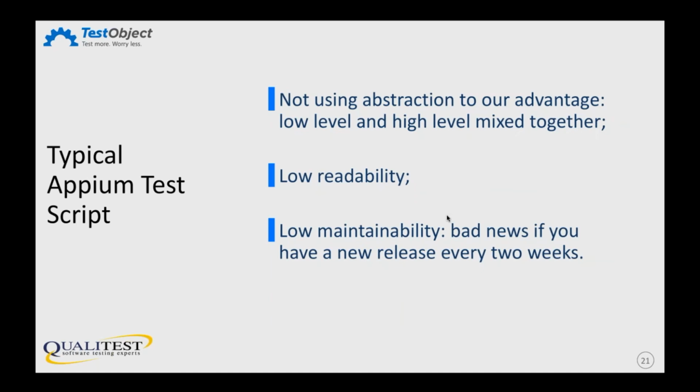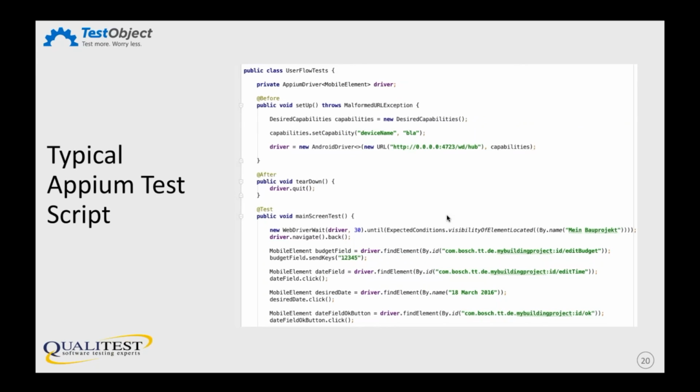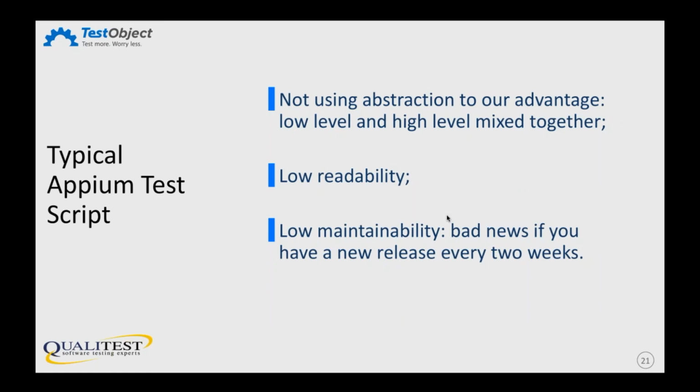Well, there are a few reasons. So first of all, if we look at this code, we can see that we are not using abstraction to our advantage. Let's jump back to it for a moment, we have very high-level instructions and low-level instructions all in the same class, things that don't really belong together. Then we have a clear problem with readability.